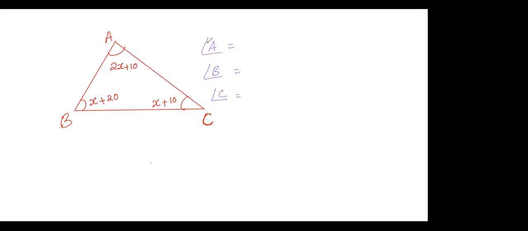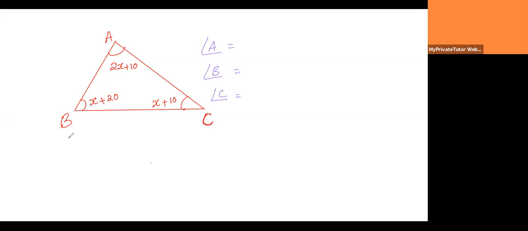Sultan, can I explain? Okay, see, we know that the sum of three angles adds up to 180 degrees, right? Three angle values are given, but instead of numbers, they have given them in expression format. Angle A is 2x plus 10, angle B is x plus 20, angle C is x plus 10.